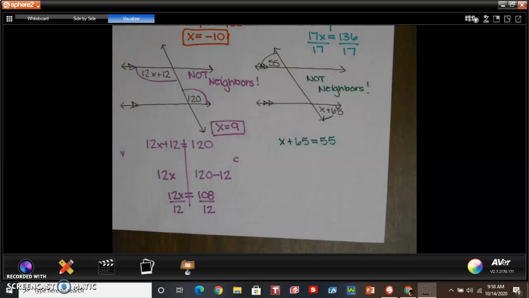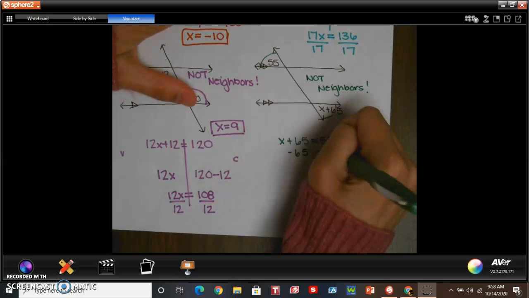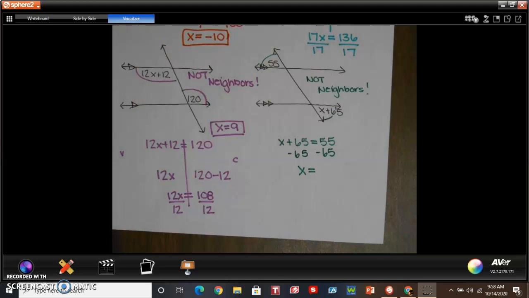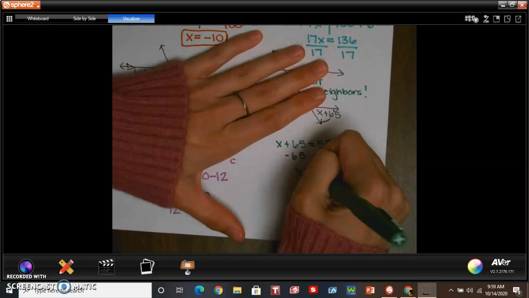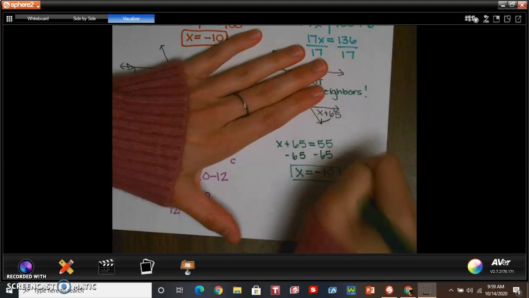All right, let's go ahead and solve for x. This one, we don't really have to do constants and variables because there's only a single x. We just got to get it by itself. So we can subtract 65 to do so. So x equals negative 11, I do believe. Oh, sorry, negative 10. Cuckoo for Cocoa Puffs. What's new? All right, there we go.